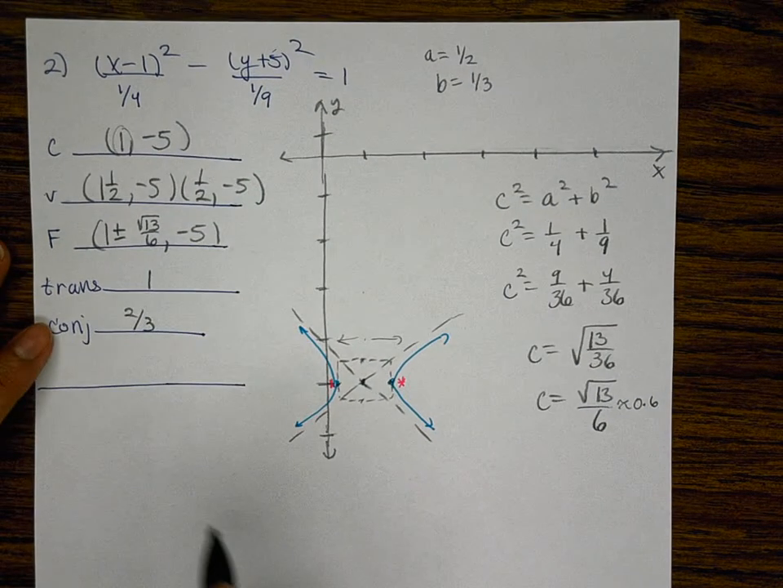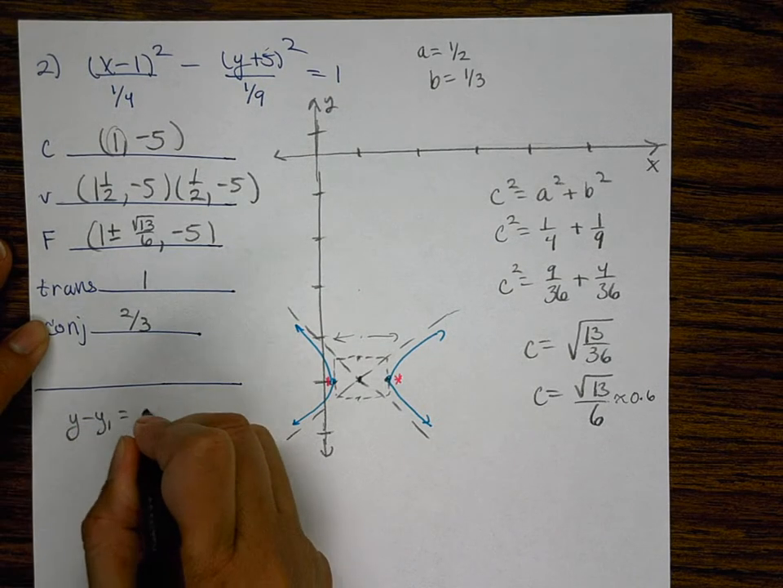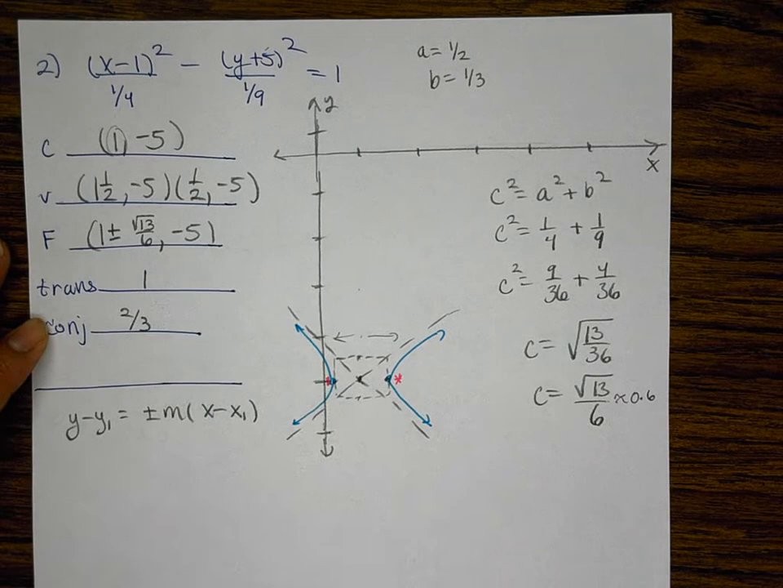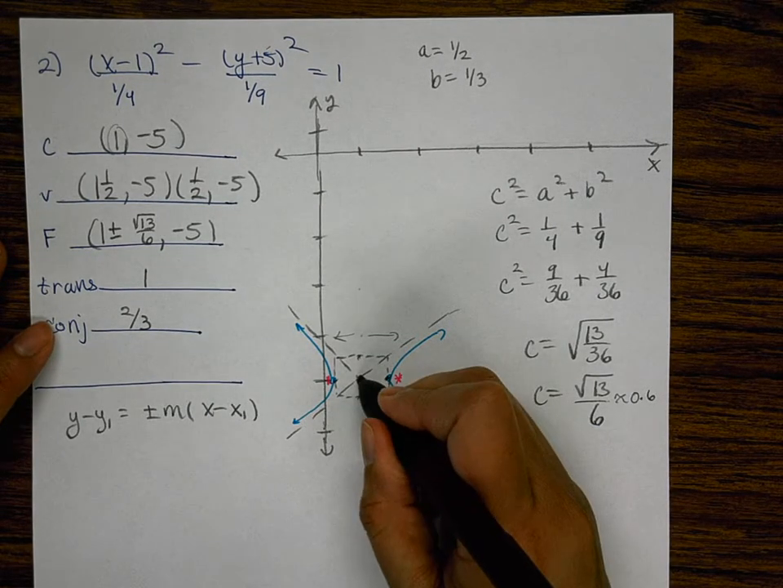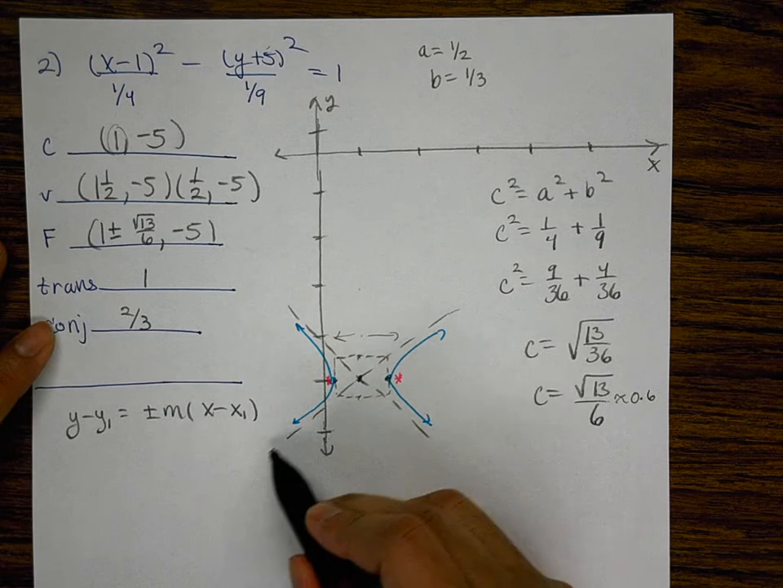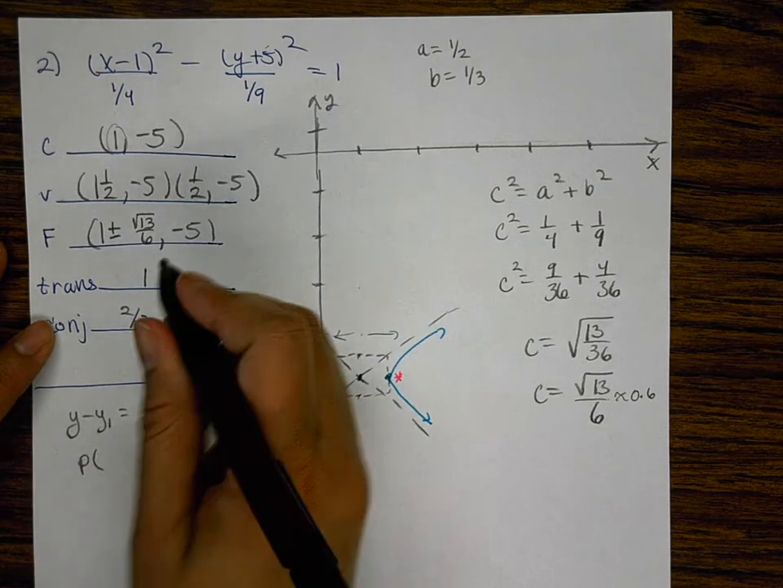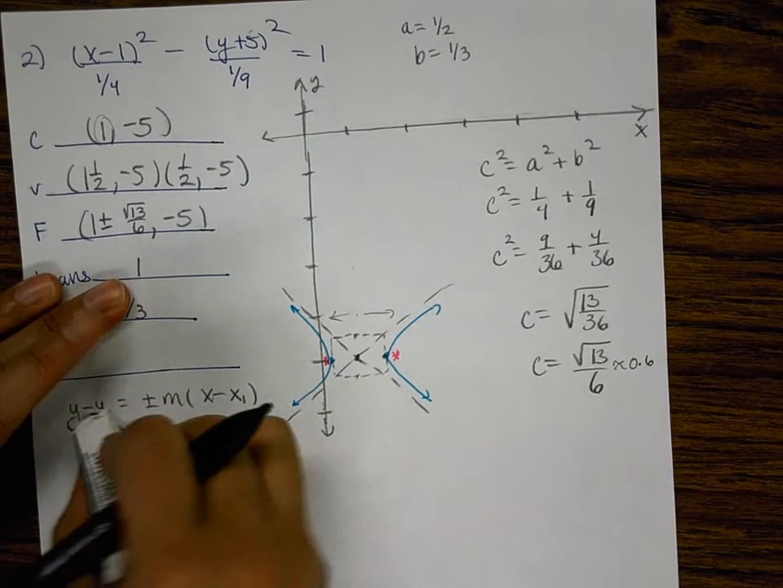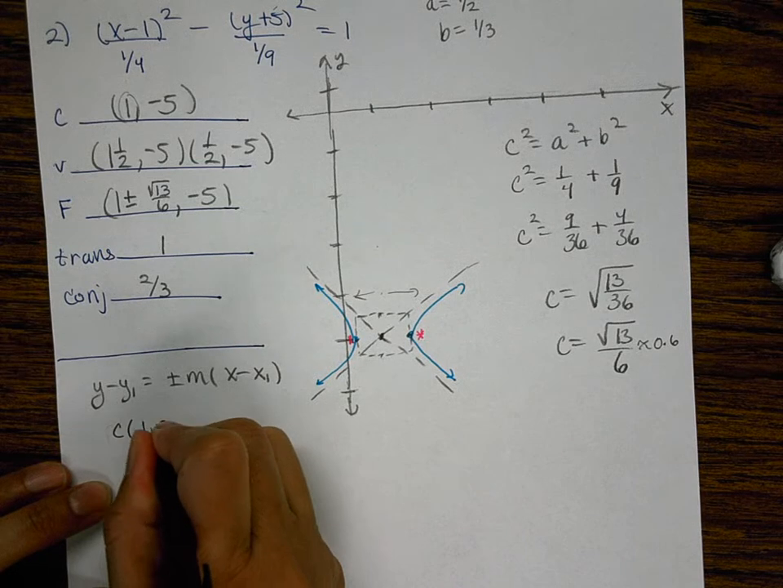And remembering here, we need y minus y1 equals plus or minus m times x minus x1, where your y1 and your x1 is always the center, because both asymptotes go through the center. So that's the point we're always going to use. And the center is 1, negative 5. Put C for center. 1, negative 5.